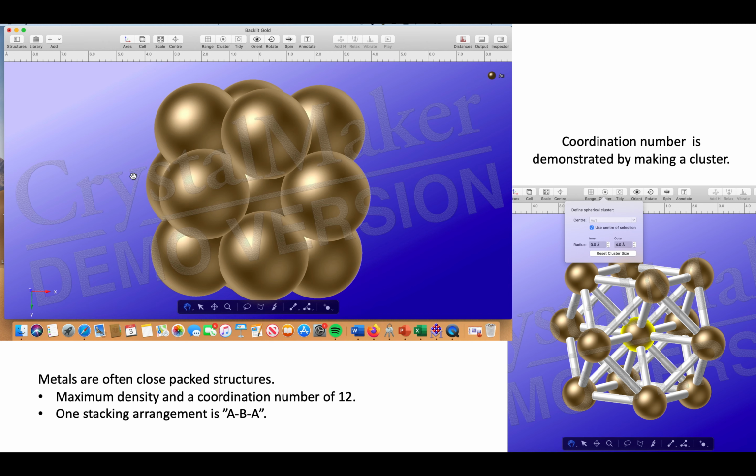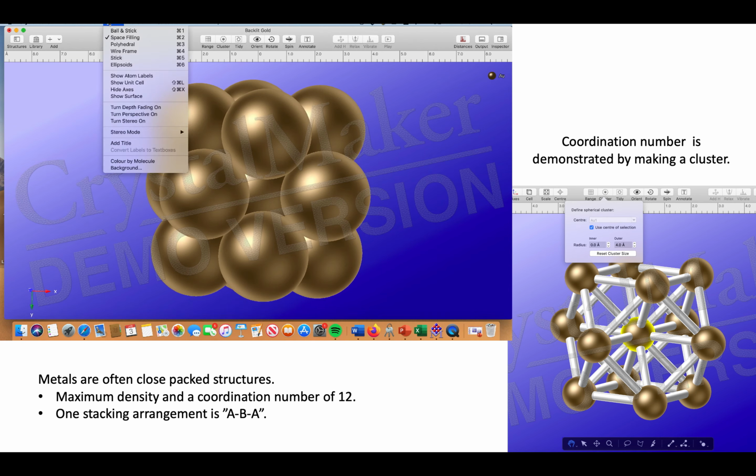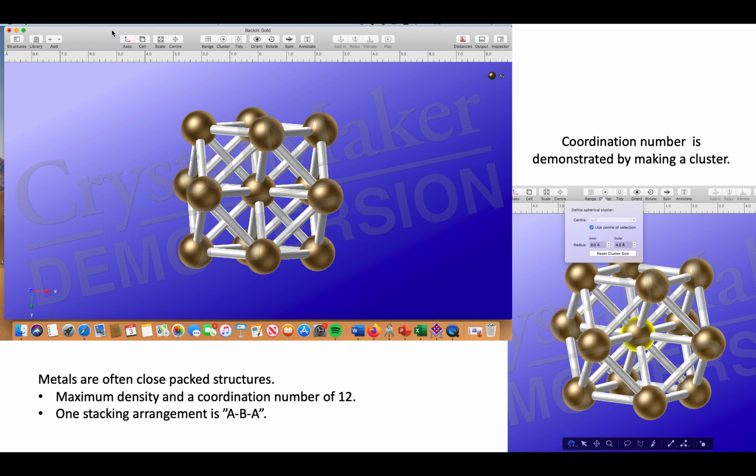Now, let's look more closely at the structure of gold here. Metals often adopt what are called closed pack structures. They end up having a maximum density because the atoms are as close together as they can be, and that leads to a coordination number of 12. Let's explore that within the CrystalMaker.